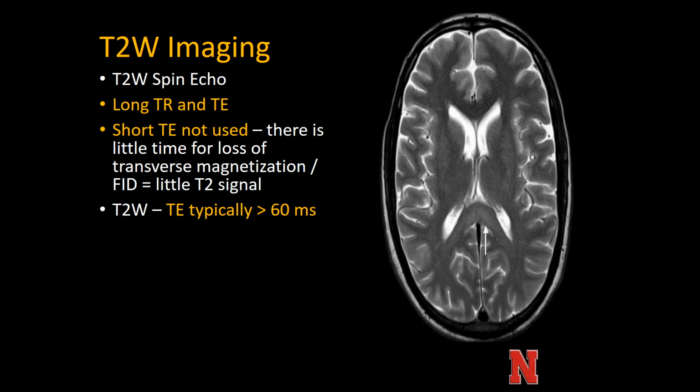Well, at the short TE time period, there's really little time for loss of that transverse magnetization and little T2 signal because of the free induction decay, little time to lose that free induction decay signal. So you really can't differentiate things based off of their T2 weighted properties, right? Because everything still has maximal free induction decay signal at that short TE time, so there's no T2 weighting differentiation. Typically a T2 weighted image will have a time to echo of greater than 60 milliseconds.